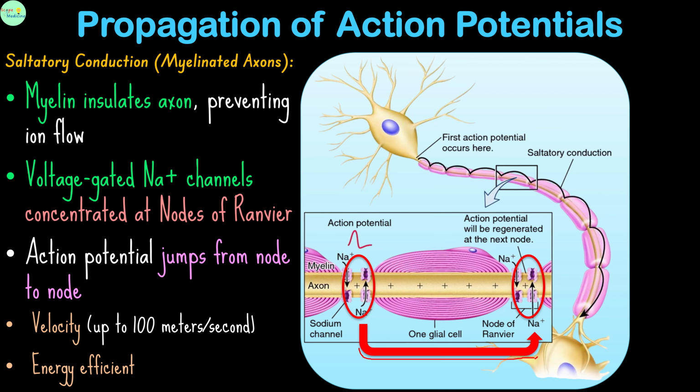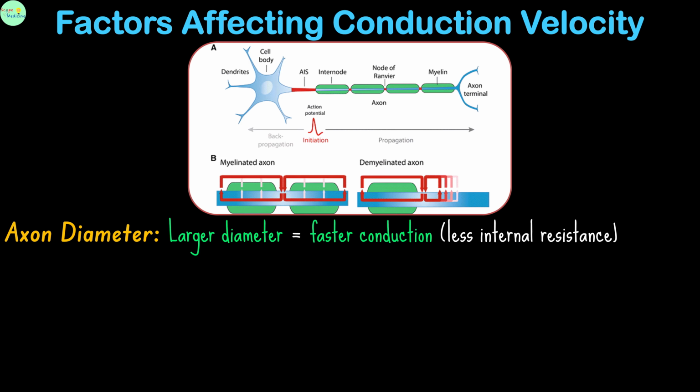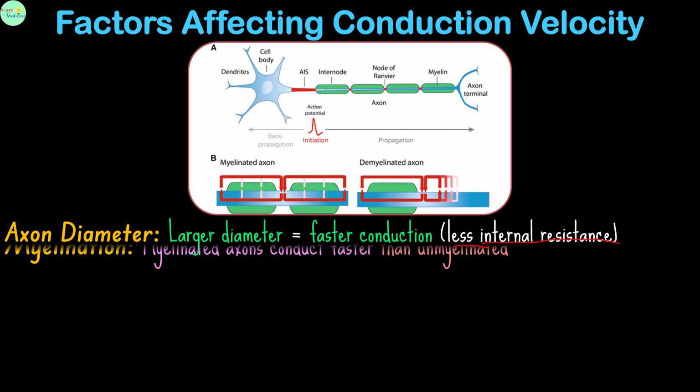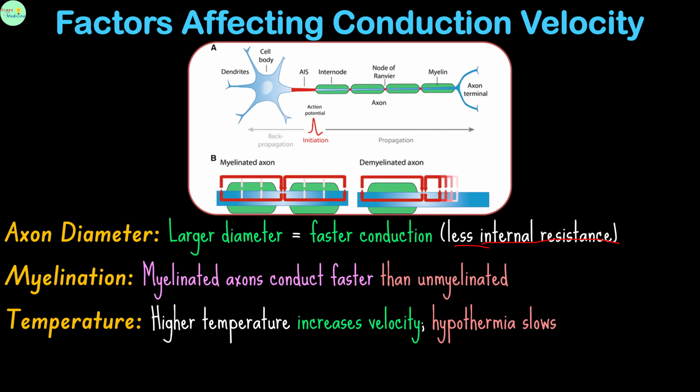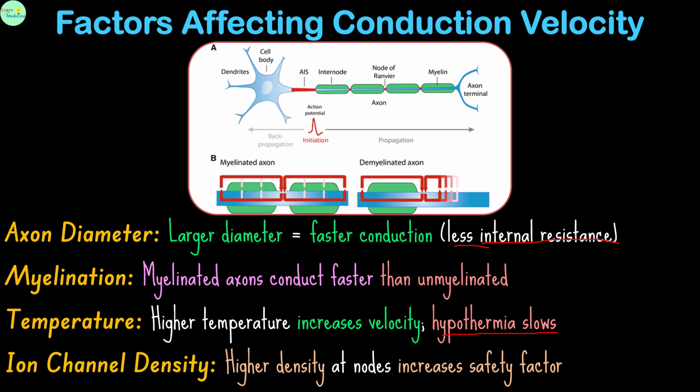Several factors affect conduction velocity. Larger axon diameter results in faster conduction due to less internal resistance to current flow. Myelinated axons conduct much faster than unmyelinated axons. Higher temperature increases conduction velocity, while hypothermia slows conduction. Higher density of voltage-gated sodium channels at nodes increases the safety factor for propagation.